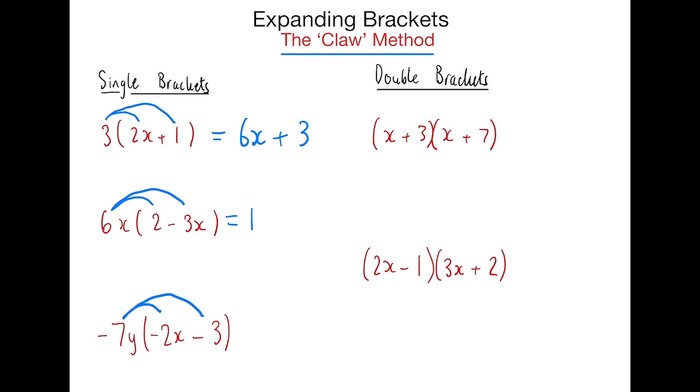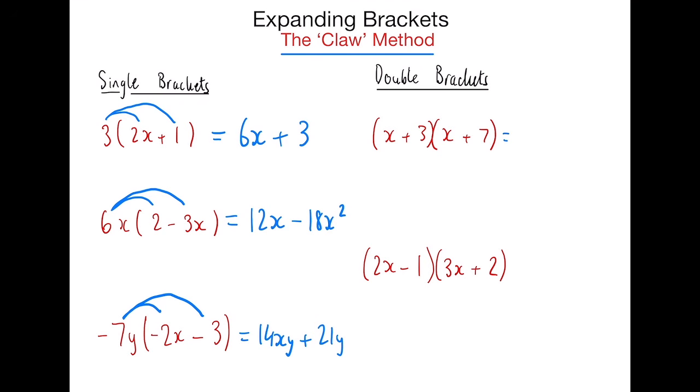6x times 2, 12x, minus 6x times 3x is 18x squared. Minus 7y times minus 2x, we know that's going to be positive. 7 times 2 is 14, and then the letters will be xy. And again, we have a negative times a negative, so it's a positive. 7y times 3 is 21y.